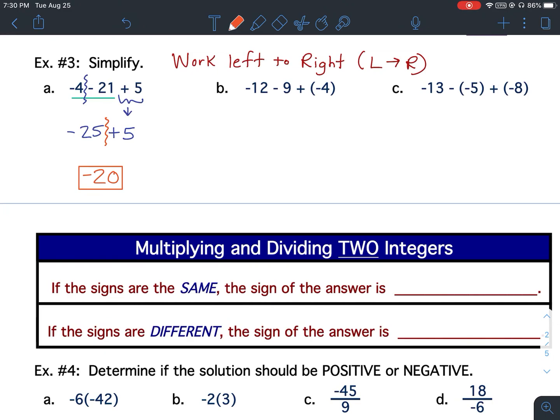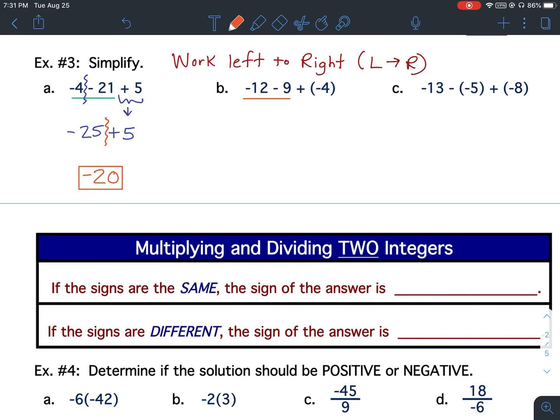So for B, first I'm going to look for double negatives. I don't have any double negatives. I do have double signs though. I don't like double signs, and to be honest with you, double signs can be somewhat confusing. So I am going to combine the first 2 numbers, this -12 and -9. But do you see this double sign right here? When you're adding a negative number, that's the same as subtracting it. In other words, I'm going to drop the plus sign.